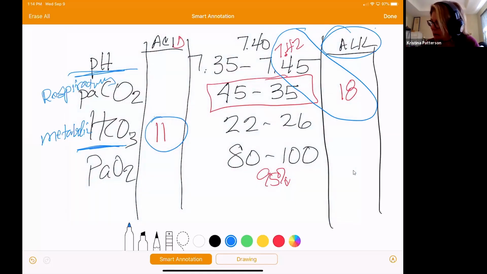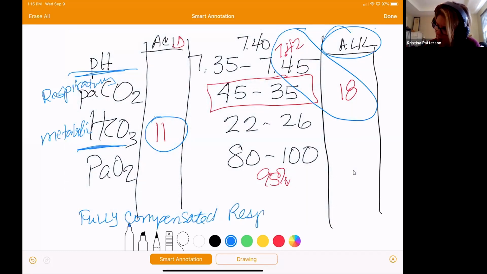Now, are we fully compensated? The answer is yes, because our pH is back to normal. It's between 7.35 and 7.45. So here we have a fully compensated respiratory alkalosis. Okay, pretty cool. All right, and have the kidneys kicked into work? Has it been going on for a few days? Yes, because the kidneys have kicked into work. All right.